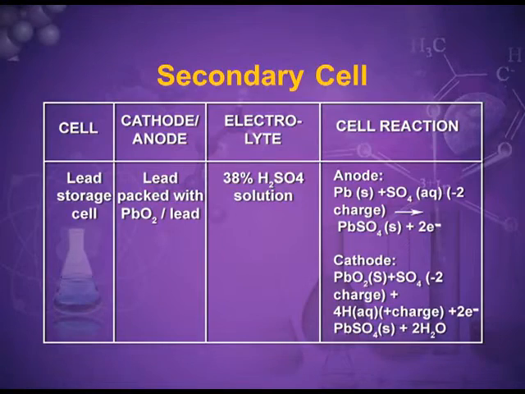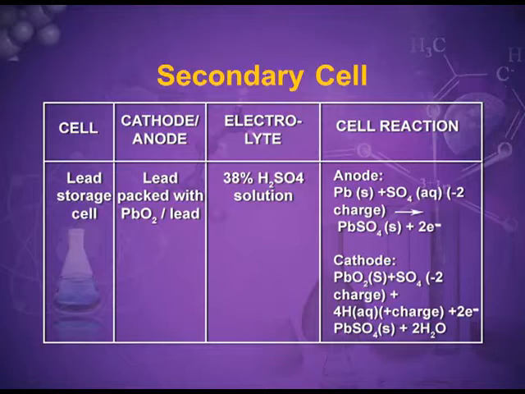Let me explain its working. At the anode, which is made up of lead, it gets oxidized by losing 2 electrons and forms Pb2+. Pb2+ combines with the sulfate ions and forms lead sulfate. On the cathode, the 2 electrons lost by the anode are gained. PbO2 is reduced to Pb2+ and then it forms lead sulfate.